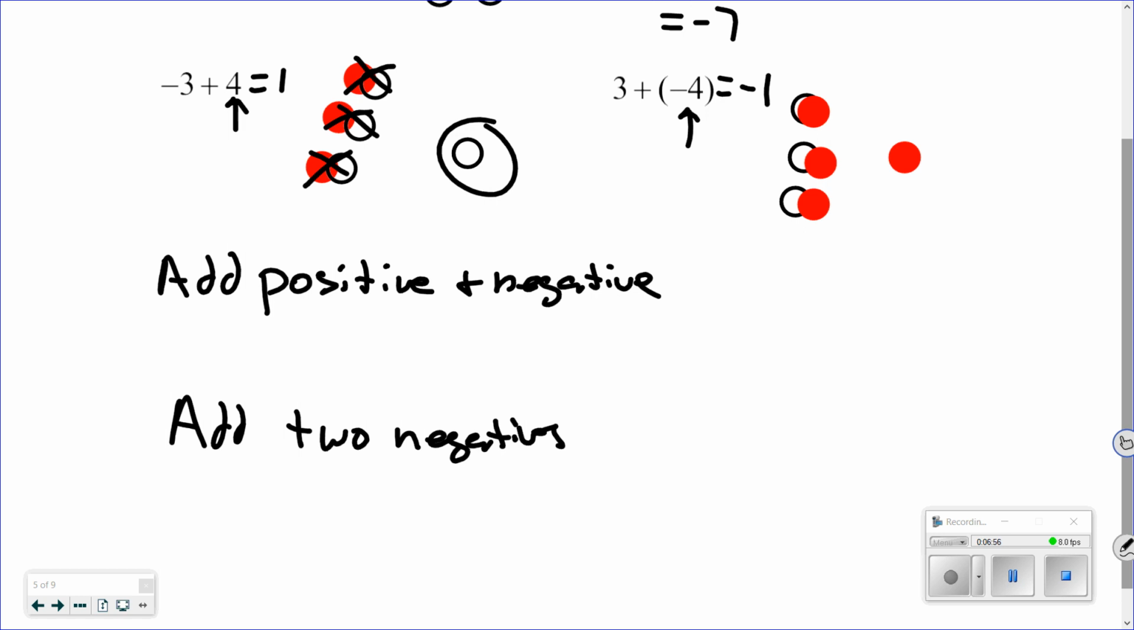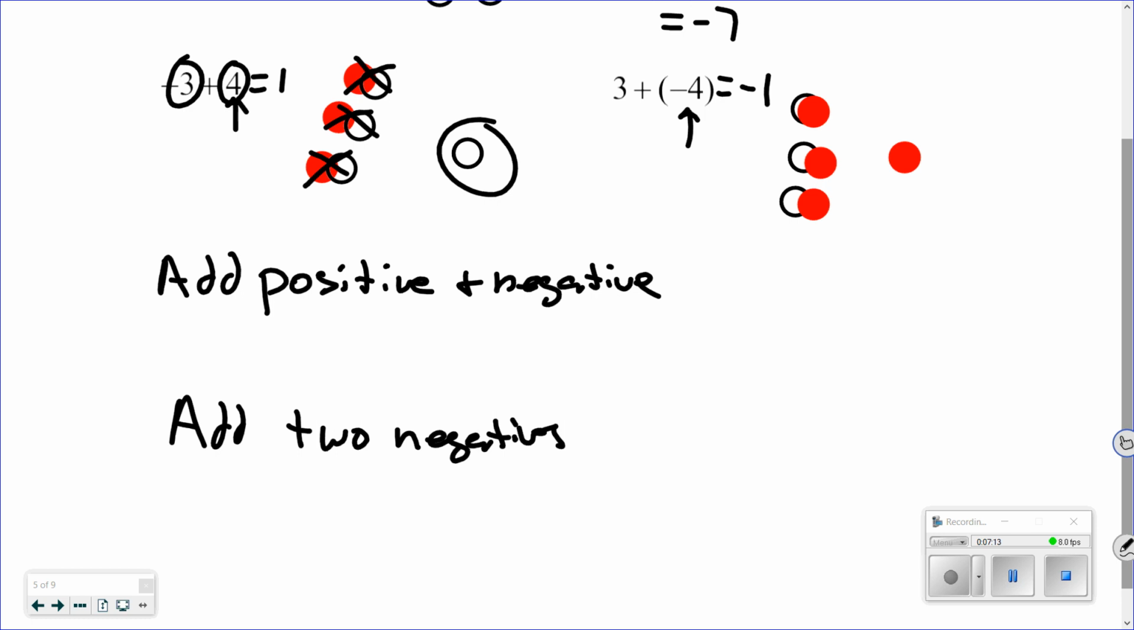If you add a positive and a negative, you really end up subtracting the 2 numbers. Take the absolute value of the numbers. What I mean by that is just think of that as a 4 and a 3. If I subtract them, I get 1. And then you just have to ask yourself, were there more positives or more negatives? Well, there were more positives, so it's a positive 1.